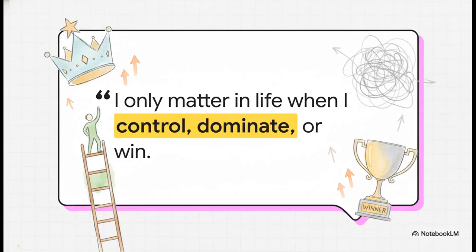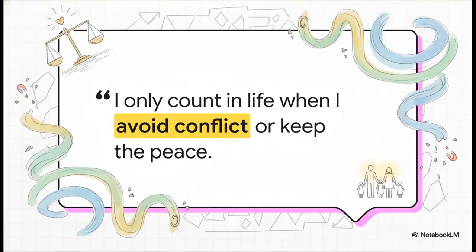So, for example, a firstborn or an only child might really internalize this lie. Their entire sense of self-worth gets tied up in being in charge, being right, and always coming out on top. If they aren't winning, they can feel like they just don't matter at all. Or what about a middle child? For them, the lie might sound more like this. Their value is all wrapped up in being the peacemaker and making sure everyone is happy and getting along. So any kind of conflict can feel like a deep personal failure.